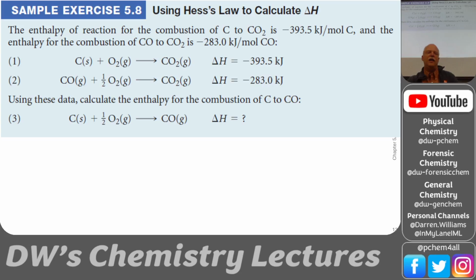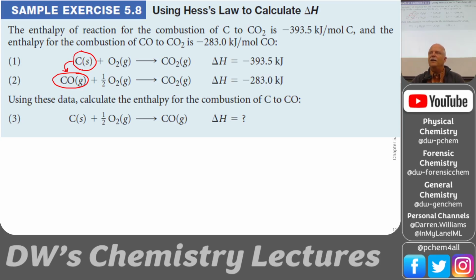So here's an example problem from your textbook. The enthalpy of reaction for the combustion of carbon to CO2 is minus 393 kilojoules per mole of carbon, and the enthalpy of combustion of carbon monoxide to carbon dioxide is minus 283. Use this data to calculate the enthalpy of combustion from carbon to carbon monoxide. So we want to go from carbon to carbon monoxide.